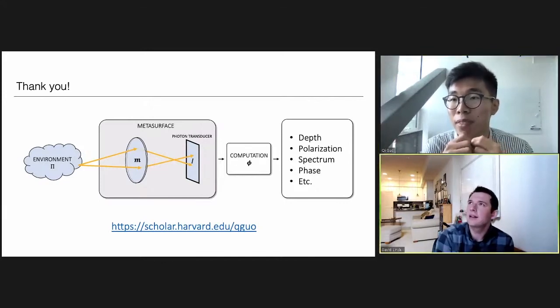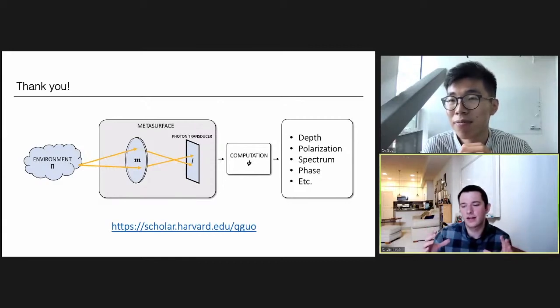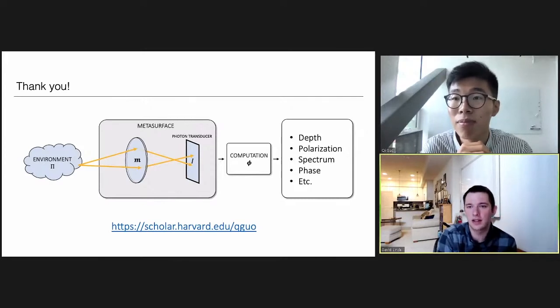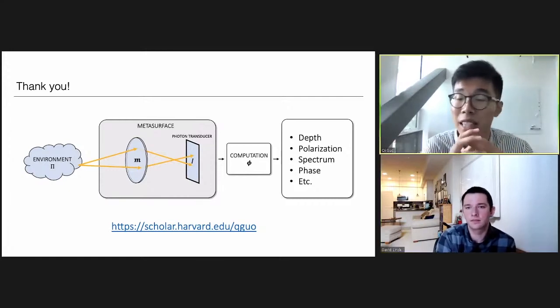Normally you think of how the aperture size relates to the diffraction limited spot size or the resolution. Is that the same with metasurfaces, or is there a trade-off there as well? I think it's the same here.